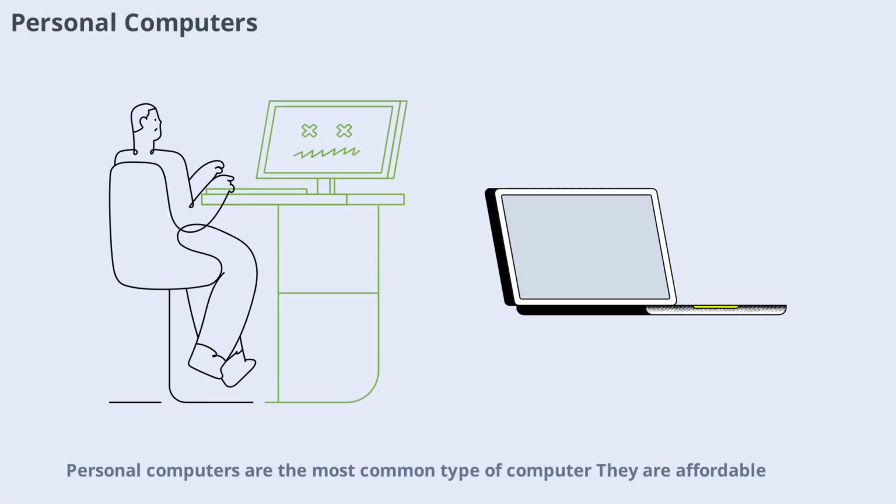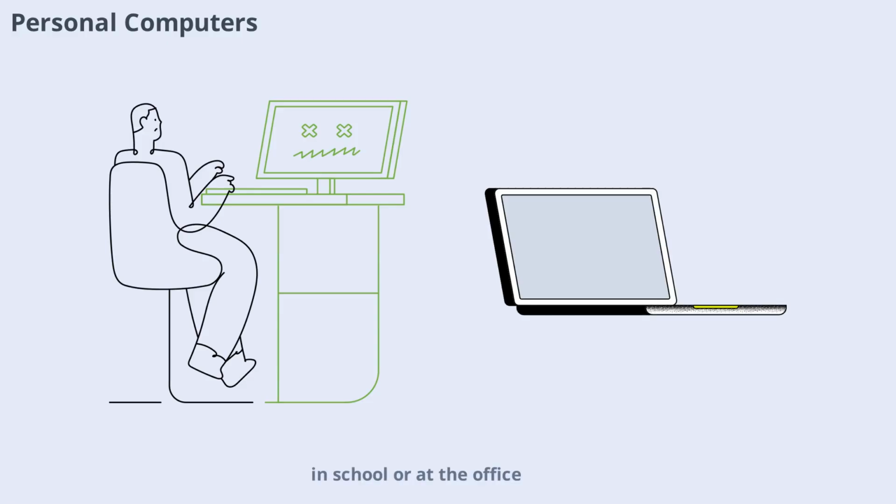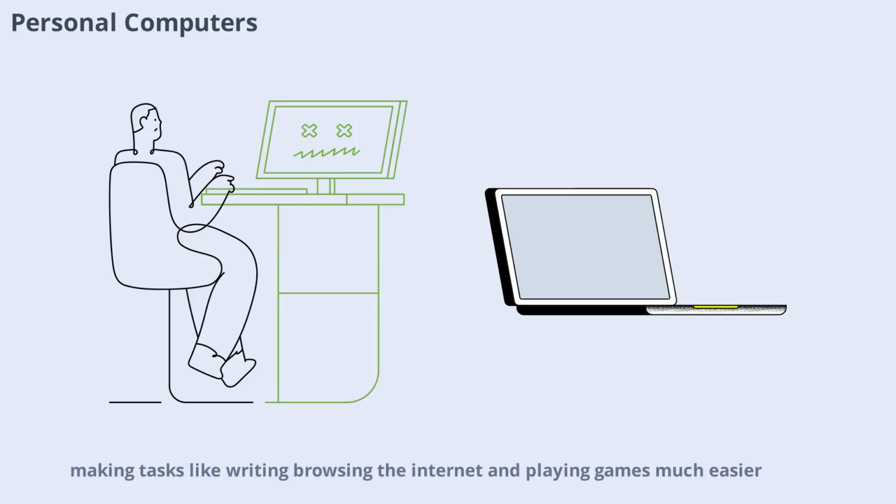Personal computers are the most common type of computer. They are affordable, user-friendly, and versatile. PCs can be used as standalone machines or connected to a network for sharing resources and information. Whether at home, in school, or at the office, personal computers have become an integral part of our daily routines, making tasks like writing, browsing the internet, and playing games much easier.